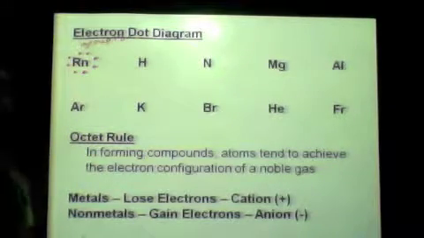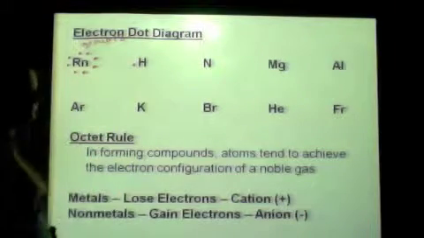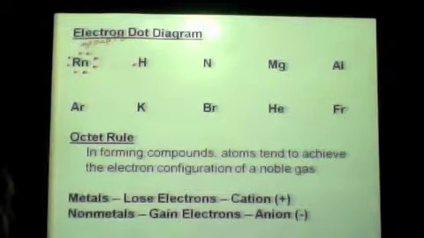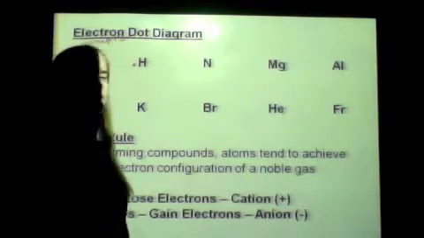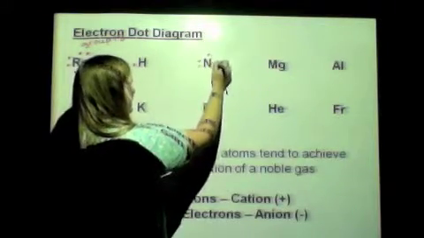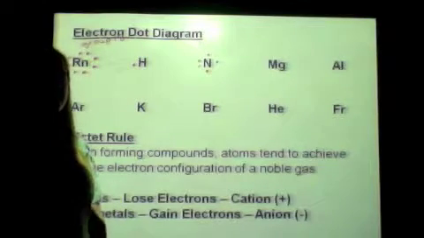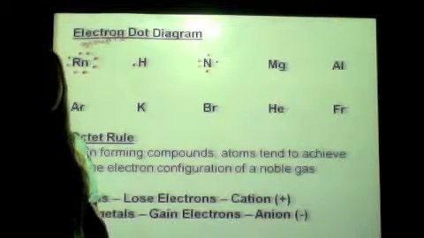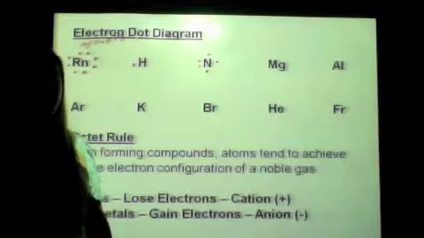Hydrogen is in group 1, so it has 1 dot. Nitrogen is in group 15, so it has 5 dots. Again, you're just looking at the group number, and if you can't read Roman numerals, then just take off the 1. So group 13 has 3, group 15 has 5.